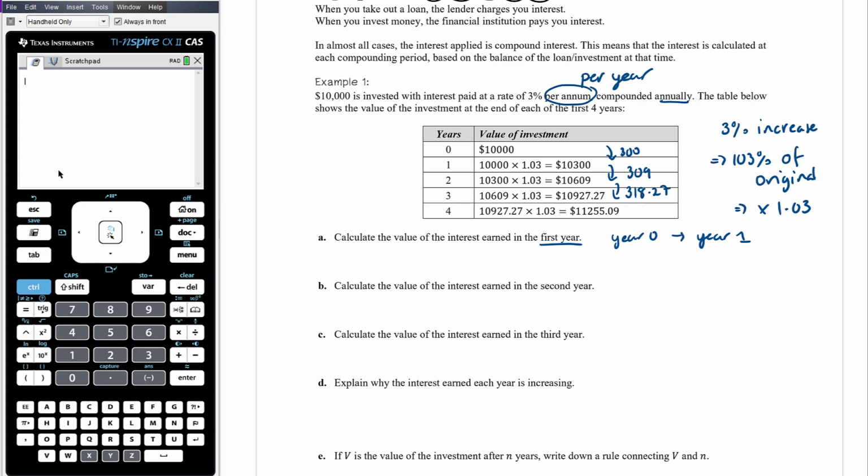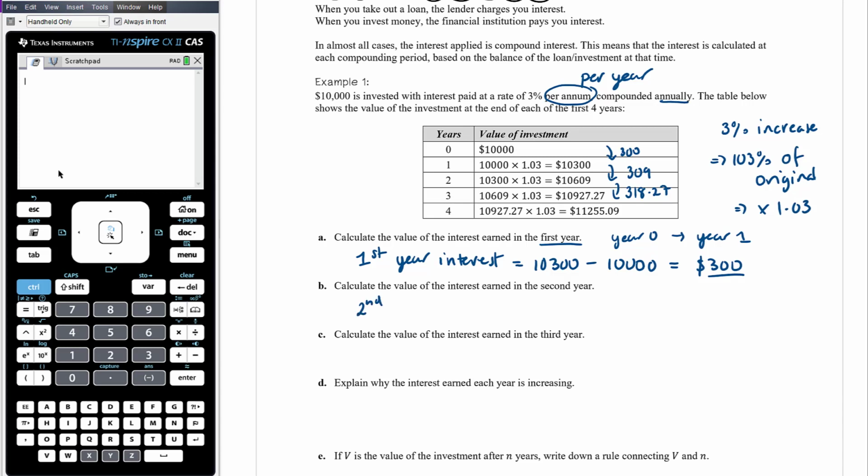All right, let's say first year interest. At the end of the first year, it was worth $10,300. At the start of that year, it was worth $10,000, and so the interest is $300. Calculate the value of the interest earned in the second year.